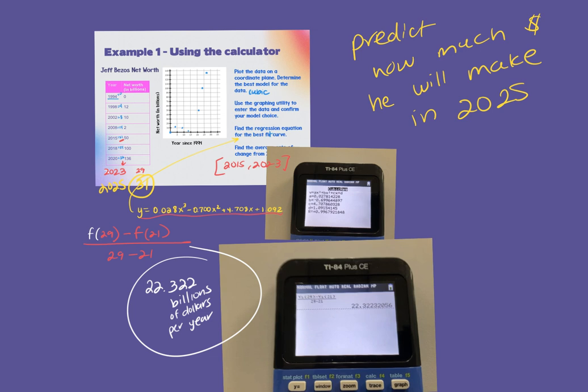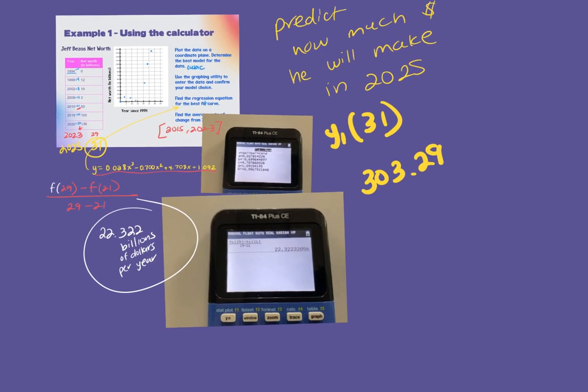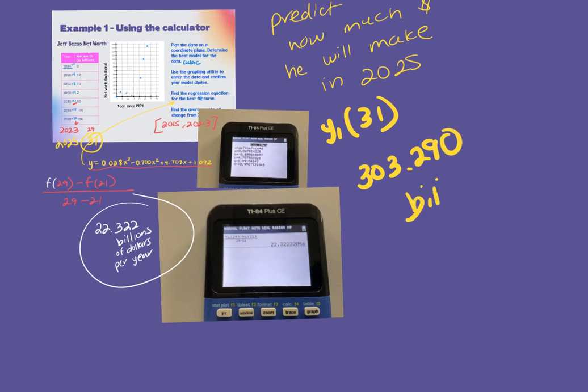So if it had asked you to predict how much he would make in 2025, this would be 31 years after 1994. So I would find Y1 of 31 years. So in the calculator, I would do alpha, trace, Y1, 31, and I get $303.290 billion.